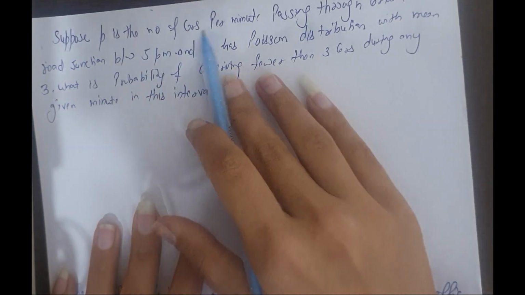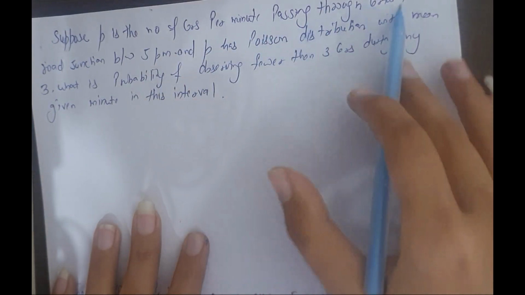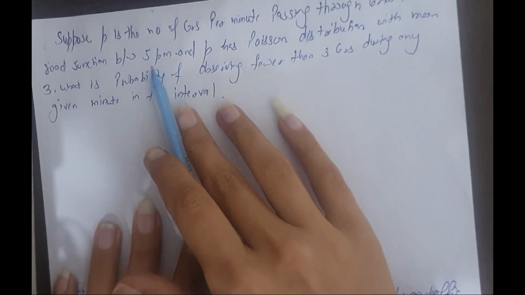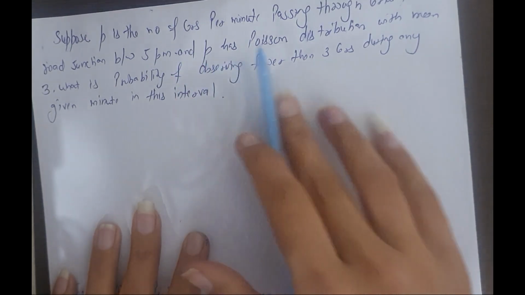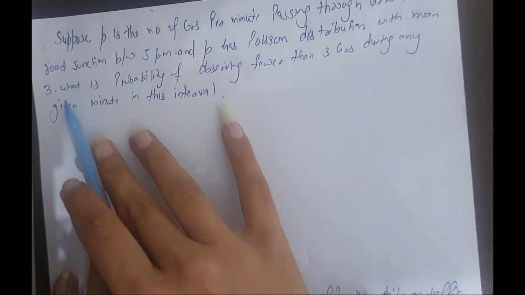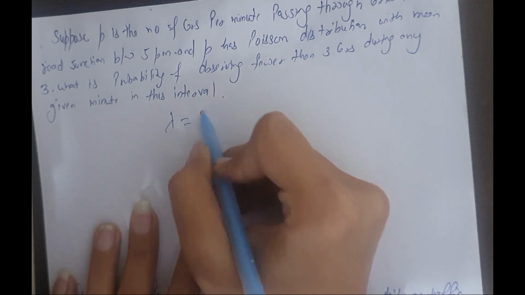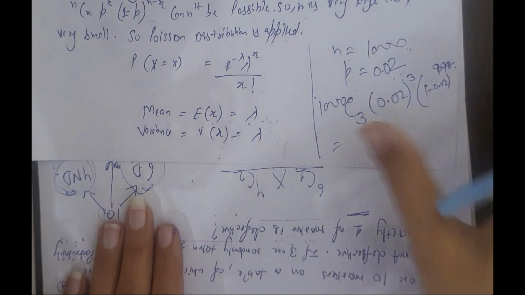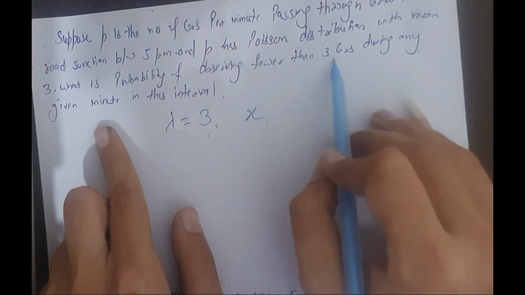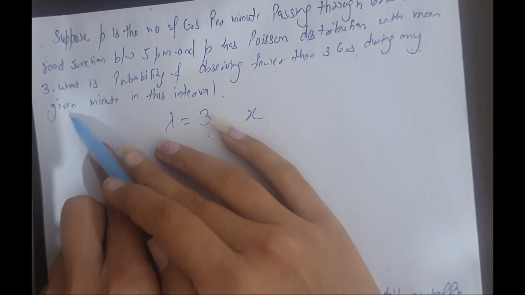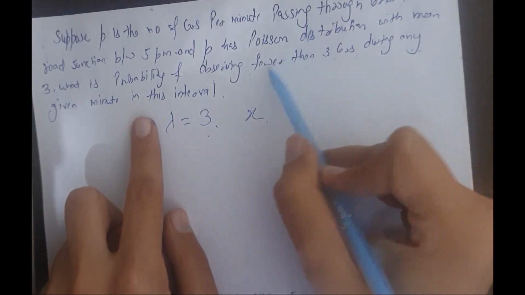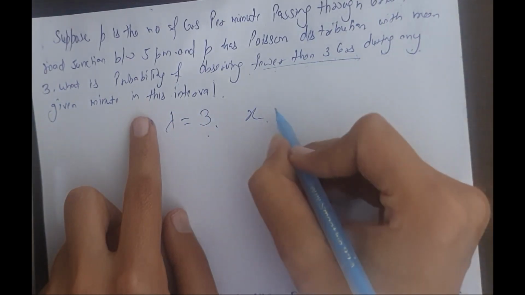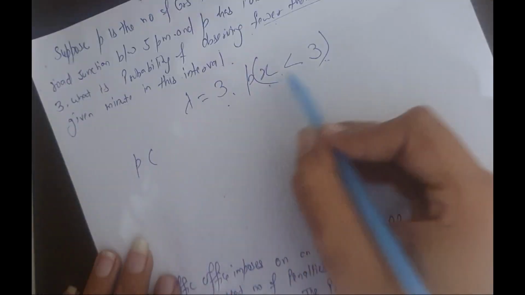Suppose P is the number of cars per minute passing through a certain road junction between 5 pm and 6 pm, and P has a Poisson distribution with mean 3. Here mean is 3, that is lambda is 3. As I told you, mean and variance are equal to lambda. What is the probability of observing fewer than 3 cars during any given minute in this interval? Fewer than 3 cars means that x is less than 3.